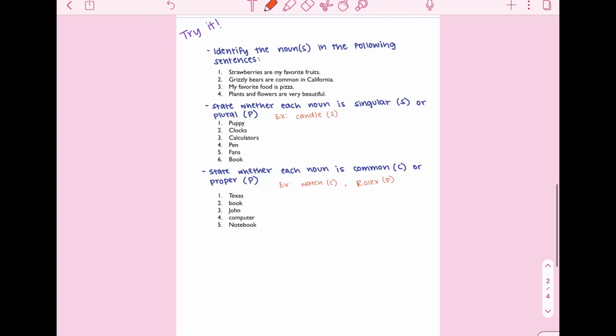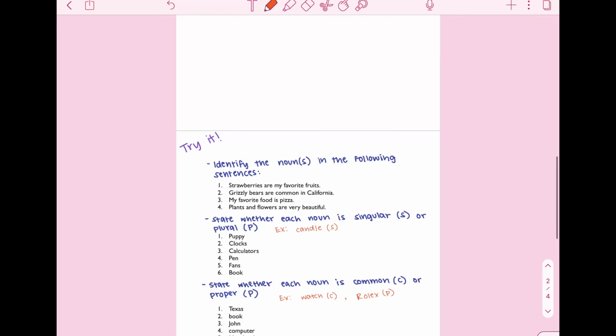Feel free to take a screenshot right now if you want to and do these problems by yourself. And don't forget to email your answers to exceledlearning so that we can check over them and definitely give you the correct answers and feedback.